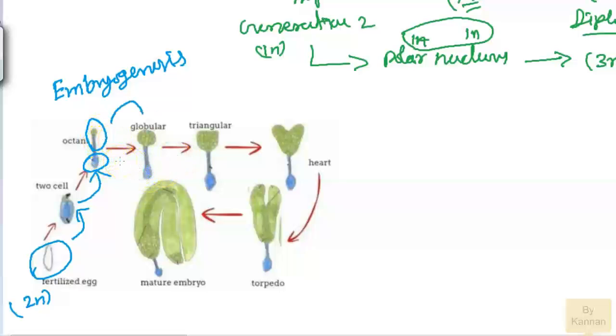After that, it forms one of the important stages, a globular stage. Here it starts forming the embryo and cotyledon type of cells.